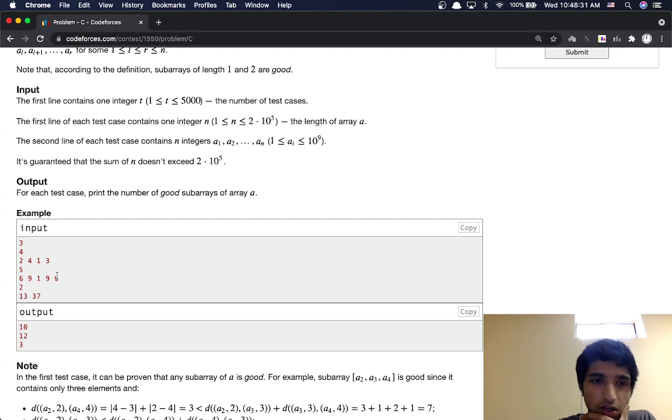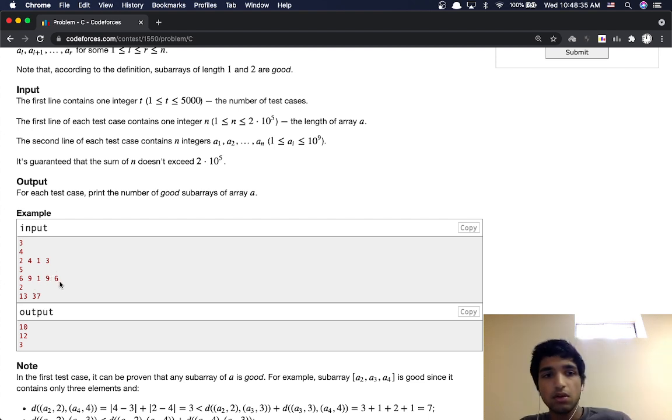Wait, let's say it's 190. 190, it can't be less than 0. It can't be bigger than 9. Wait, 190.